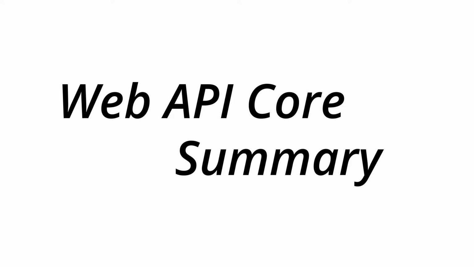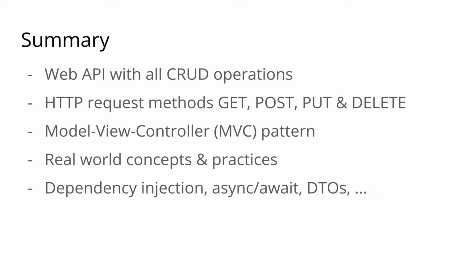Congratulations! A lot has happened in the past lectures. You created your first web API with .NET with all CRUD operations, meaning create, read, update, and delete. You learned what HTTP request methods are and used get, post, put, and delete for your web service calls. Additionally, you now know what the model view controller or MVC design pattern is and how it works. And you learned some concepts and practices used in large real-world applications, like a clean structure of your web API with dependency injection, asynchronous calls, a proper service response, and data transfer objects. You're definitely ready for the Entity Framework section.